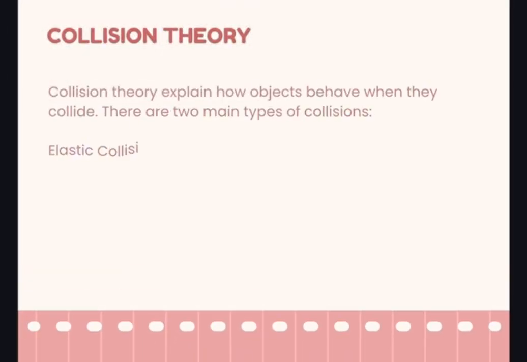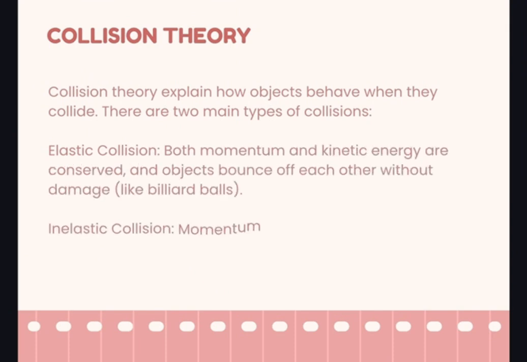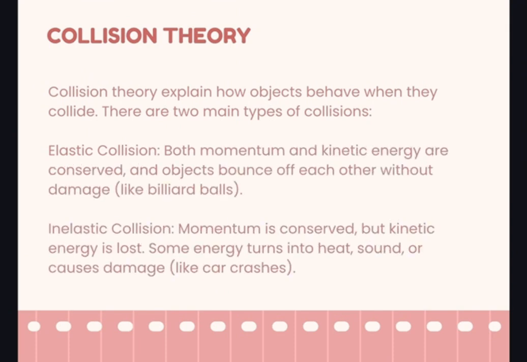Collision theory explains how objects behave when they collide. There are two main types of collisions. Elastic collisions are when both momentum and kinetic energy are conserved, and objects bounce off each other without damage. While in inelastic collision, momentum is conserved but kinetic energy is lost.